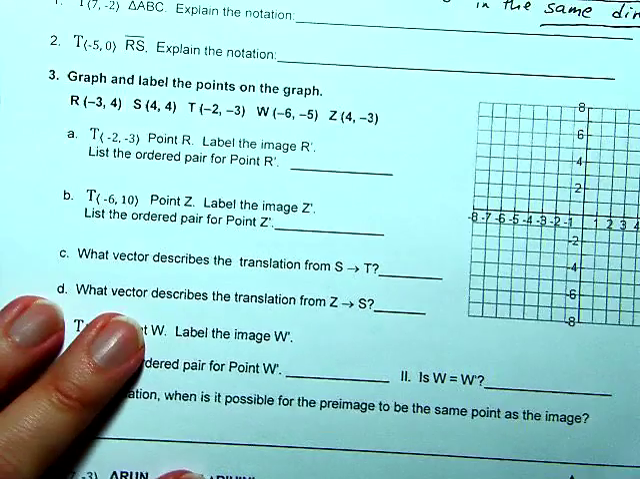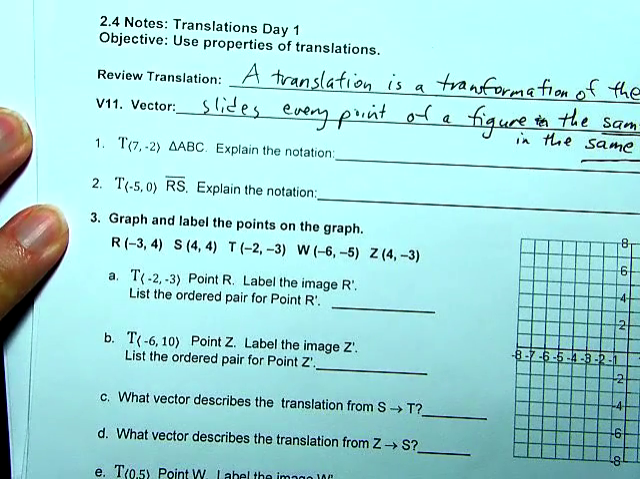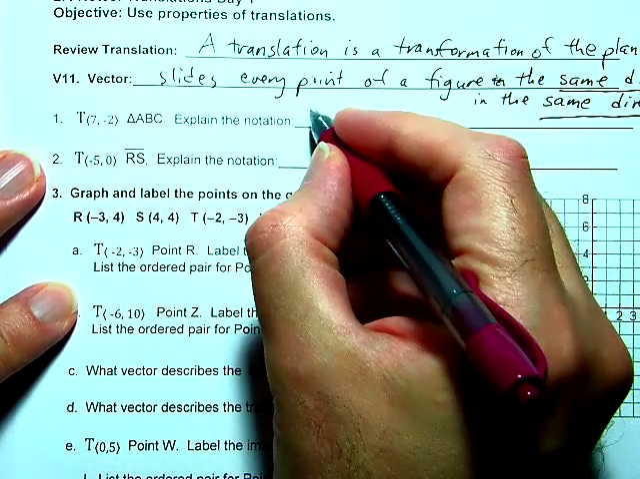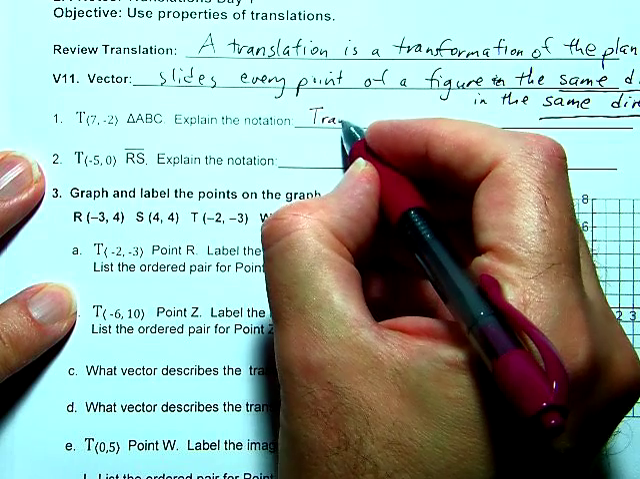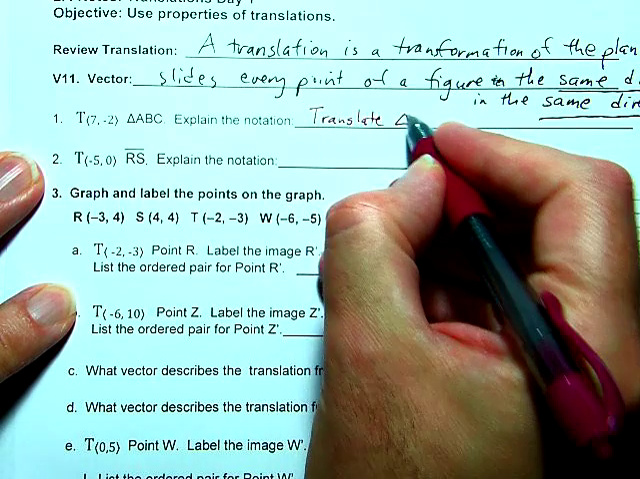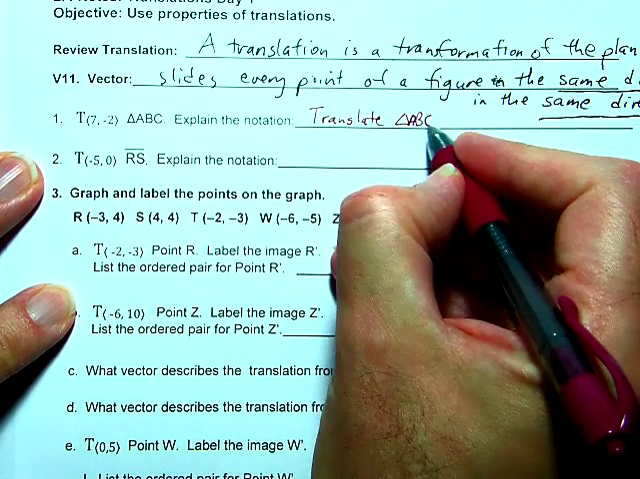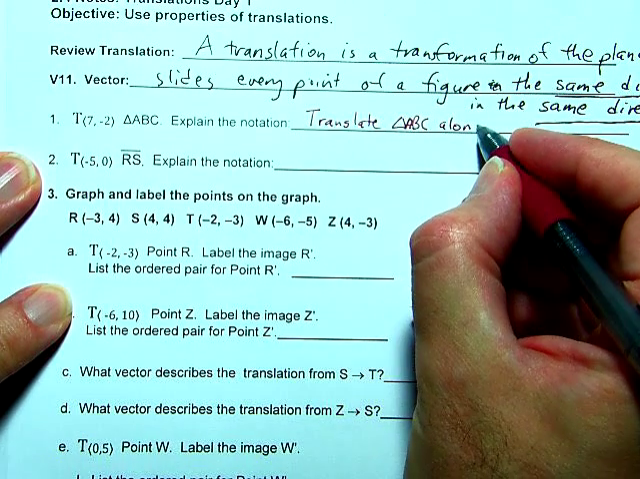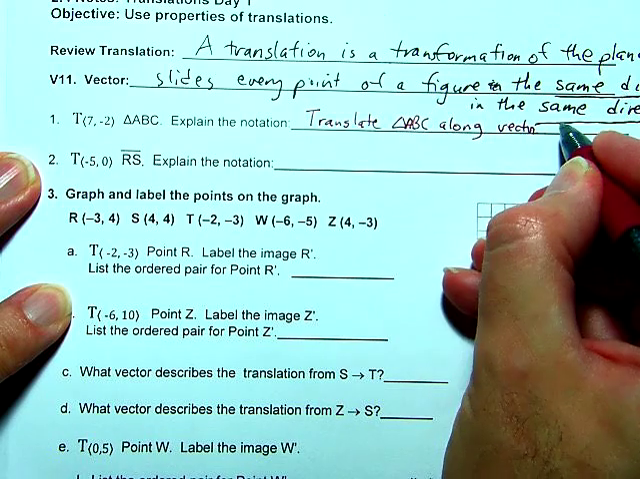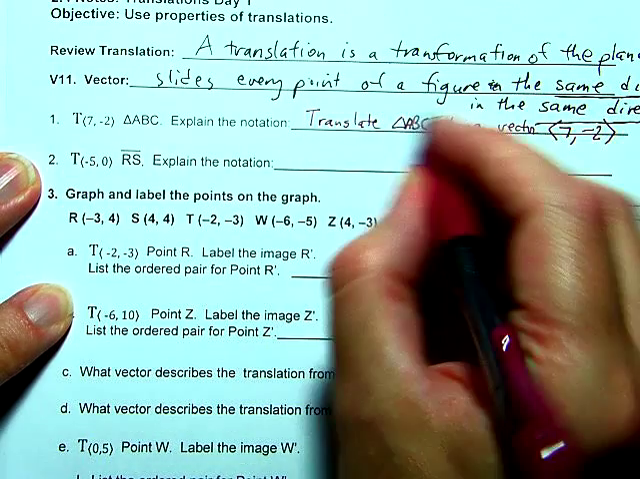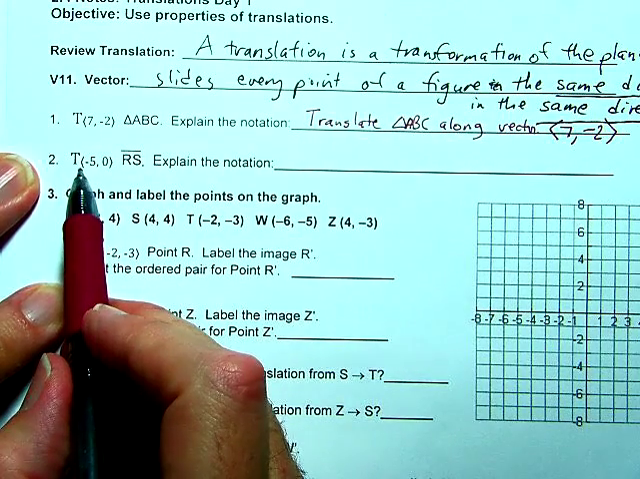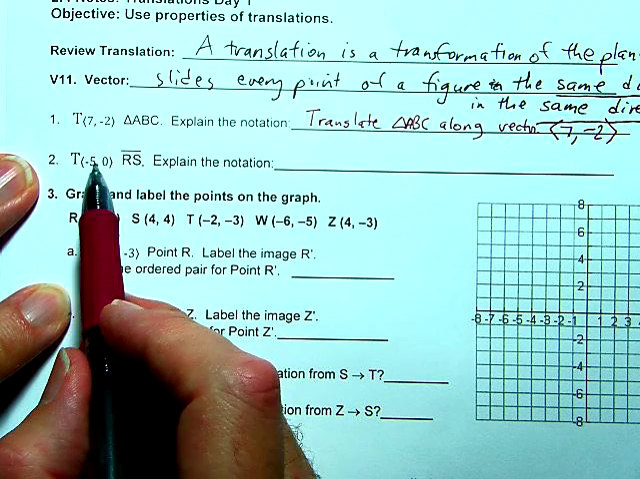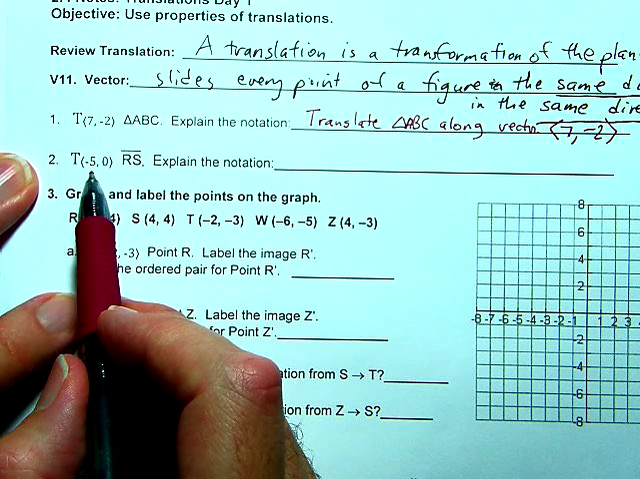So the notation T bracket 7 comma negative 2 triangle ABC means translate triangle ABC along vector 7 comma negative 2, and this expression, which is translate the line segment RS, it's saying translate it along the vector negative 5 comma 0.